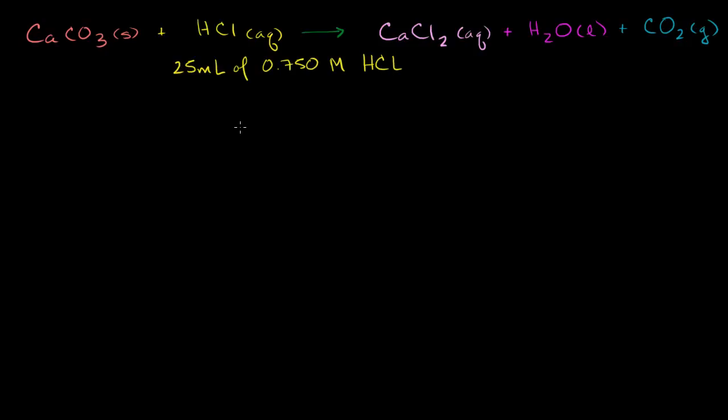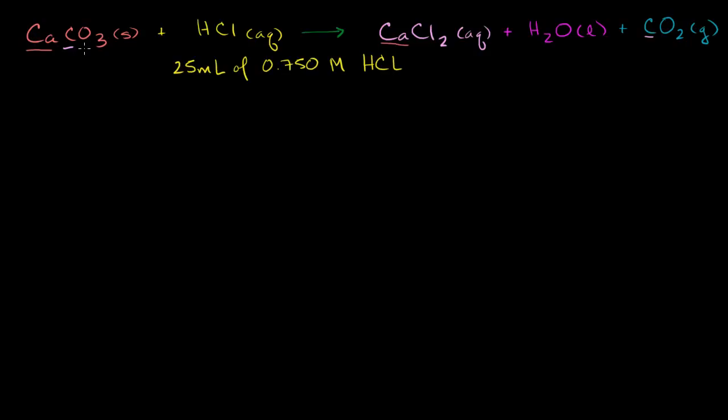Now, before we do any stoichiometric problems, we have to make sure that our actual equation is balanced. So let's do that first. On the left-hand side, we've got a calcium. That's the only calcium. And on the right-hand side, we only have one calcium. So everything looks good from the calcium point of view. On the left-hand side, we have one carbon here, and on the right-hand side, we only have one carbon. Everything looks good so far.